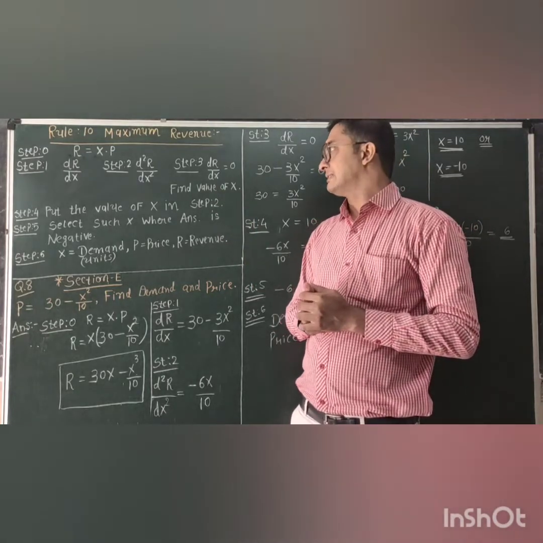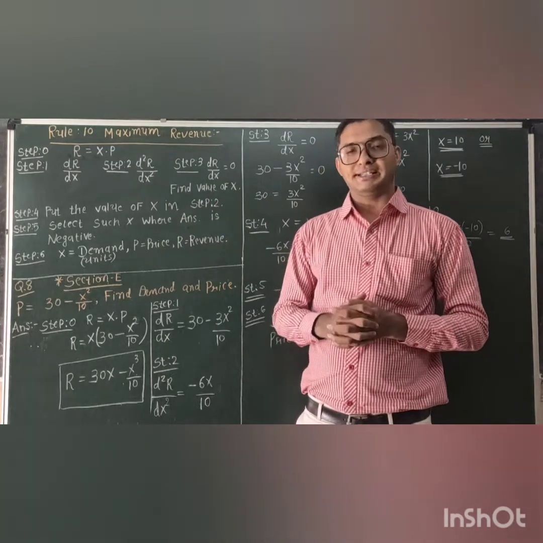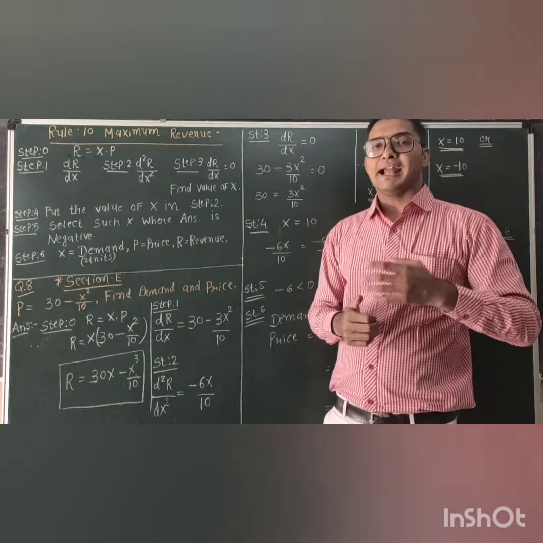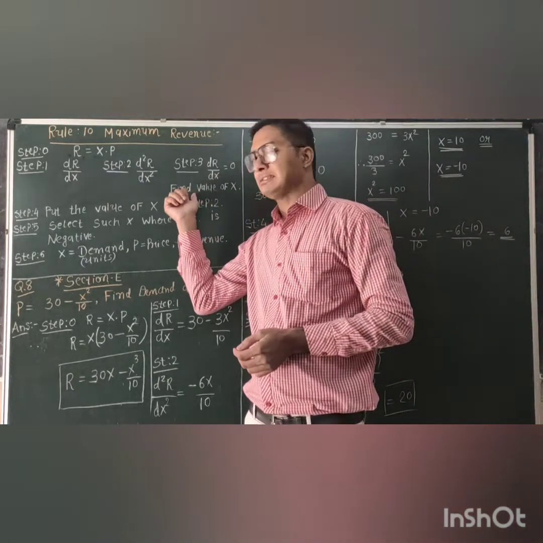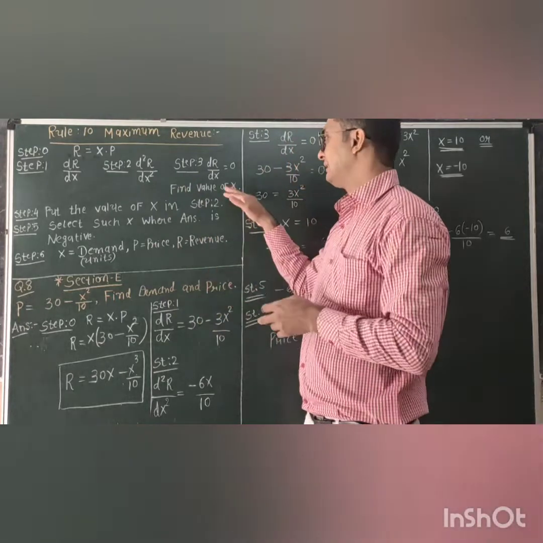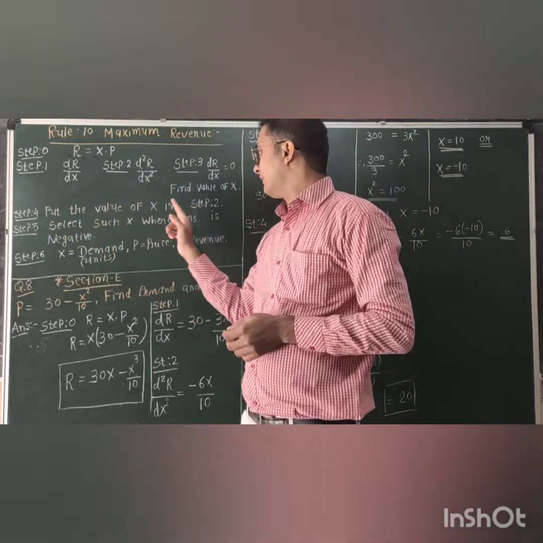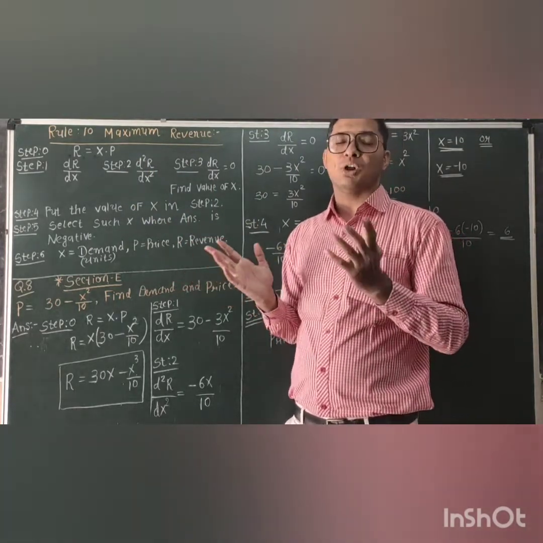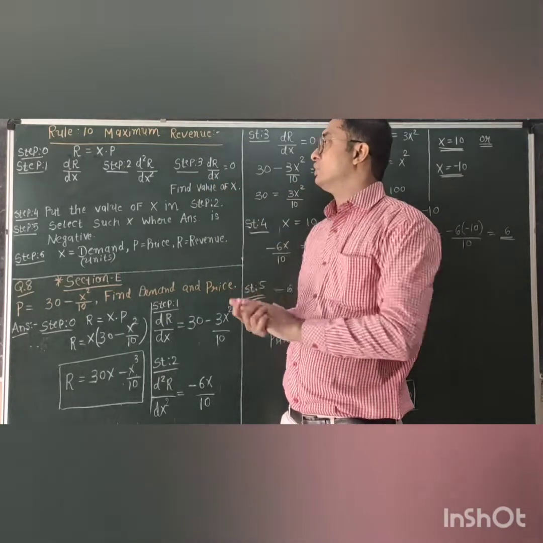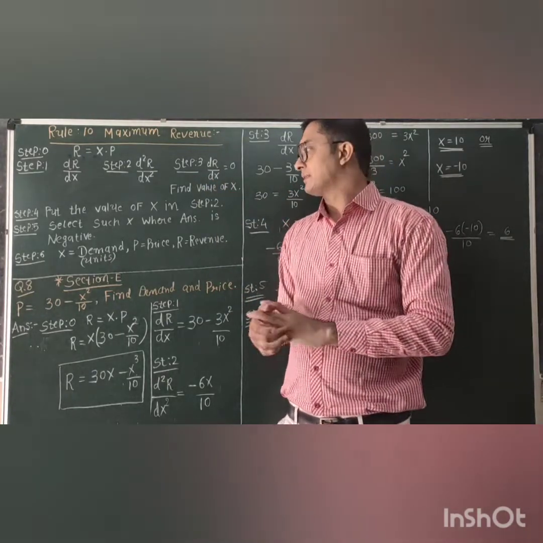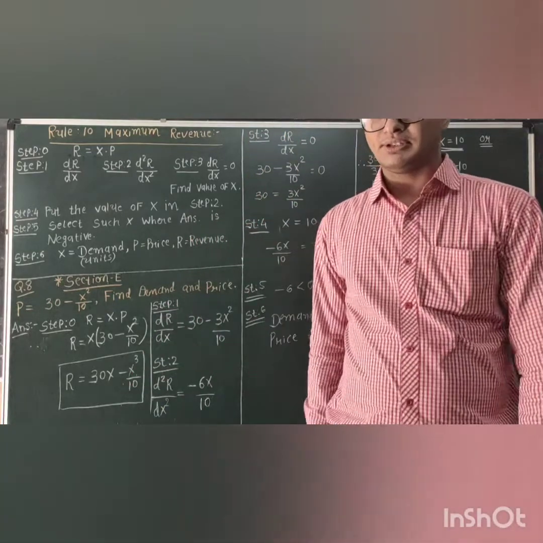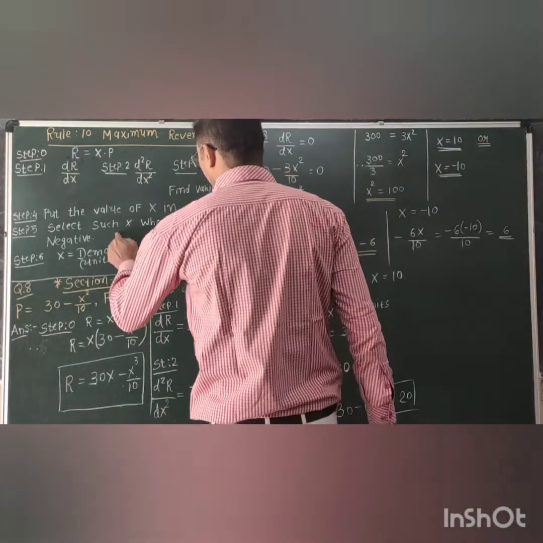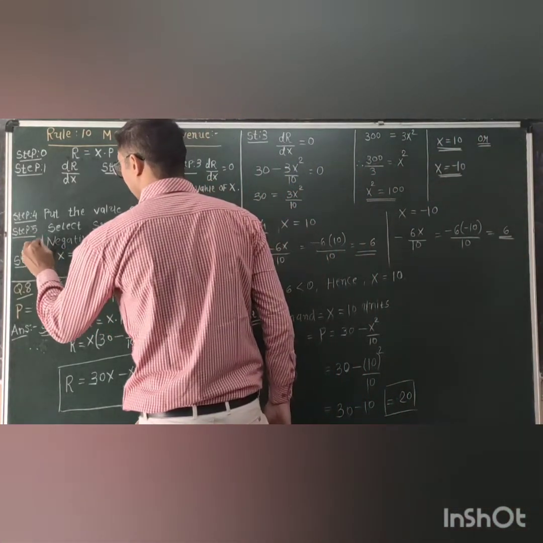dR upon dx, d square R upon dx square, dR upon dx is equal to 0, and find the value of x. Whatever the value of x is, put it in step number 2. All these steps are mostly similar to the earlier method, minimum cost. Now here there is a small change, that is in step number 5, select such x where the answer is negative.